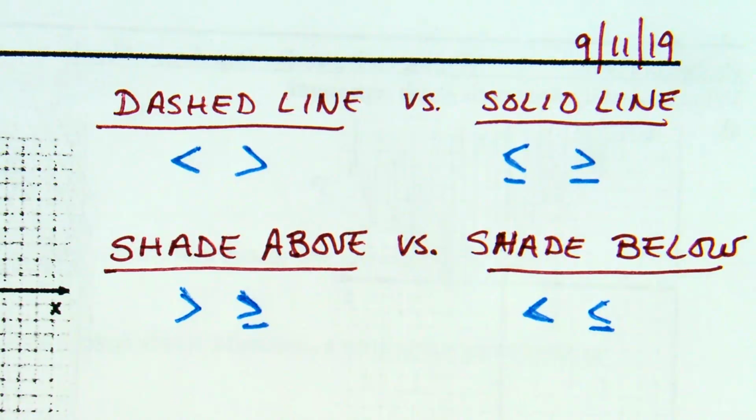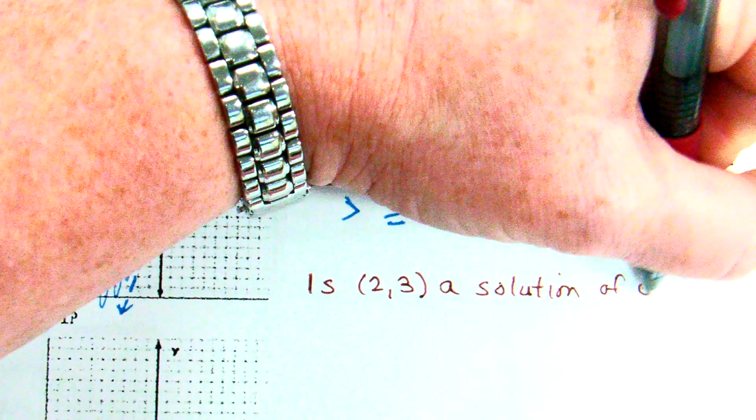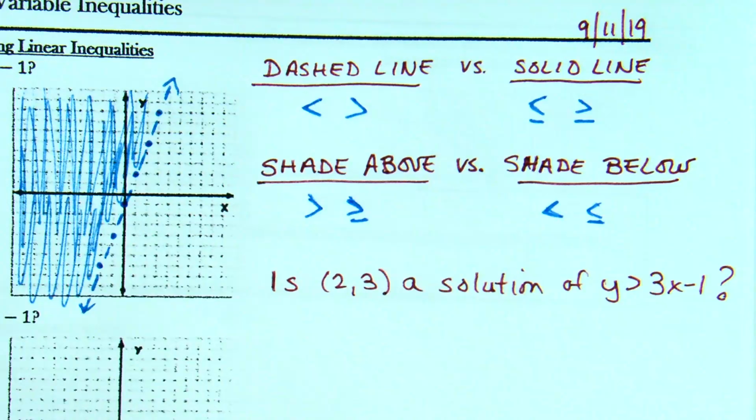Before we go back to our second example, I want to do a kind of add-on sample question. That is me asking, is the ordered pair 2, 3 a solution of y greater than 3x minus 1? And I throw this in because you're going to see some of this in homework. Is 2, 3 a solution of y greater than 3x minus 1?